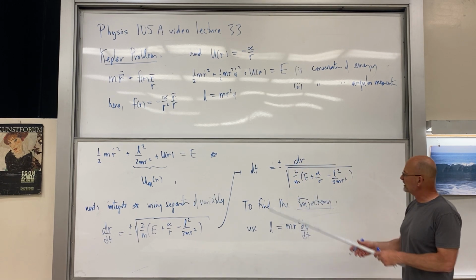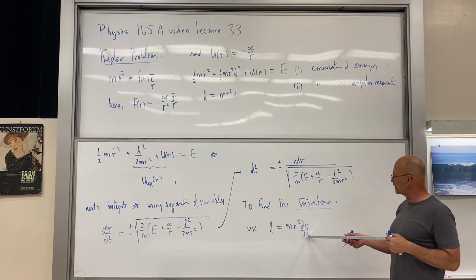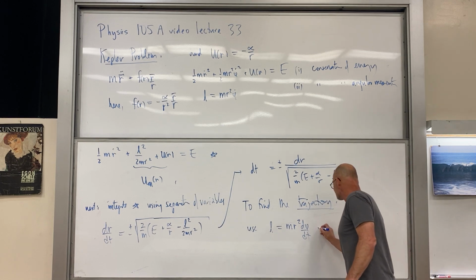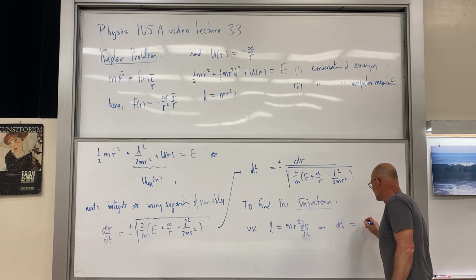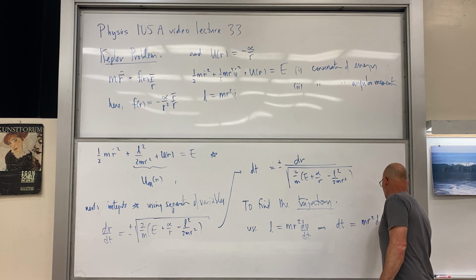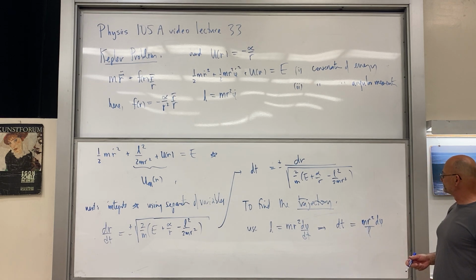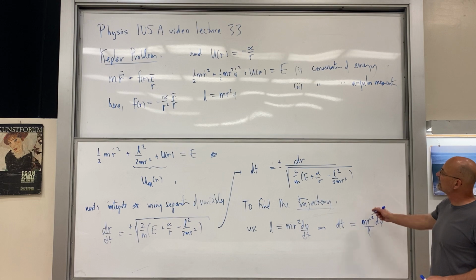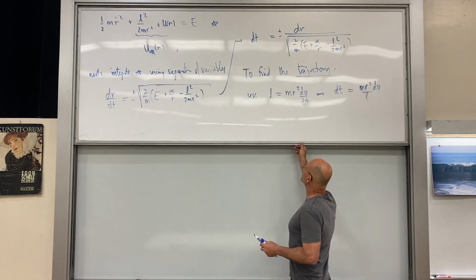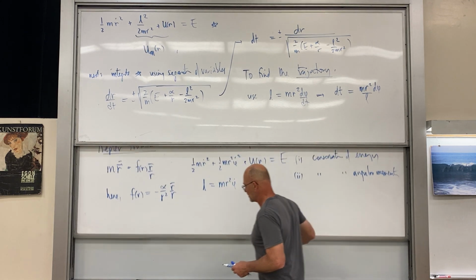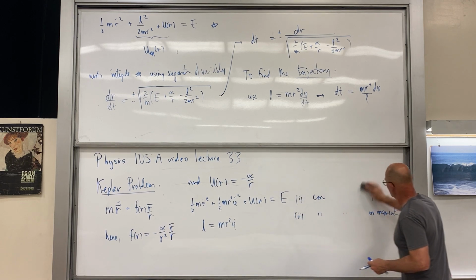If we just substitute dt for this dt here, we've essentially used the chain rule and made a substitution. So we would have dt is equal to m r squared d phi over L. Okay. That's all we're going to do. We're going to make that substitution and then continue with the separation of variables.